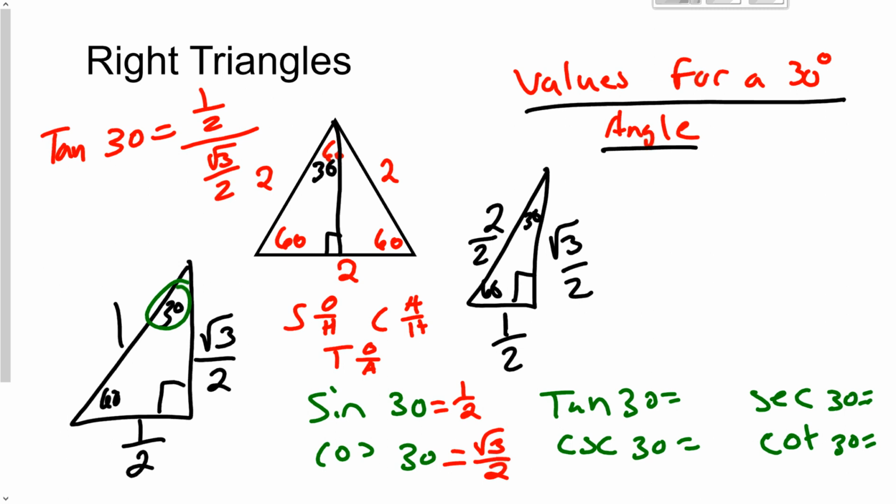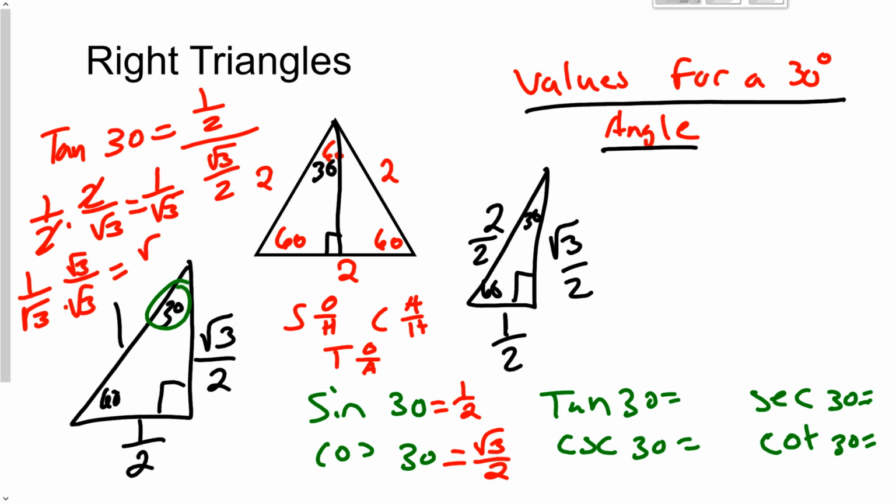When I'm taking 1/2 and dividing it by a fraction, √3/2, that means I'm taking 1/2 and multiplying it by 2 over √3. So the 2's will cancel here, and I get 1 over √3. Then I have to rationalize it, and I multiply both top and bottom by √3. So I get √3/3. So tangent of 30 is √3/3.